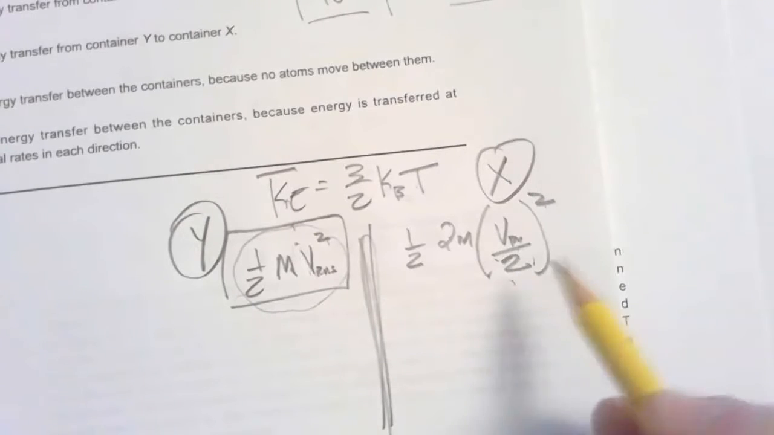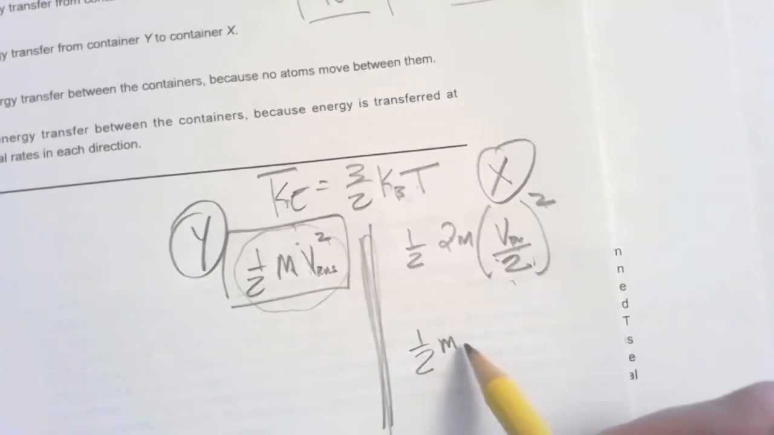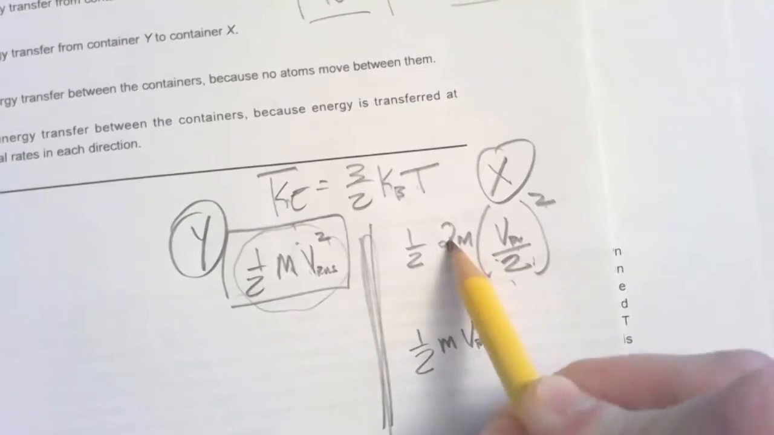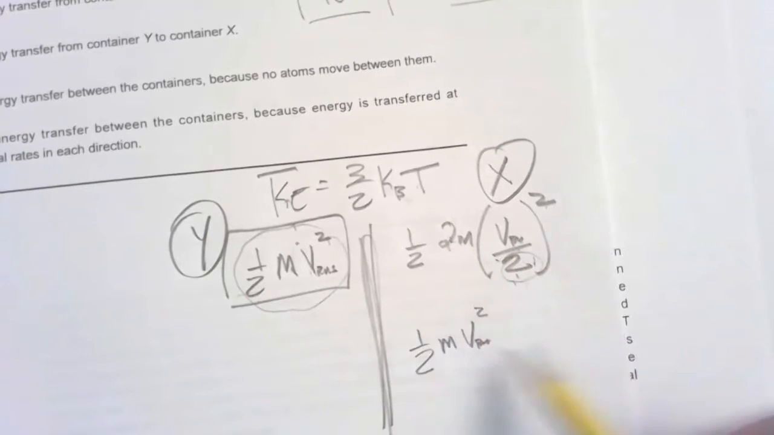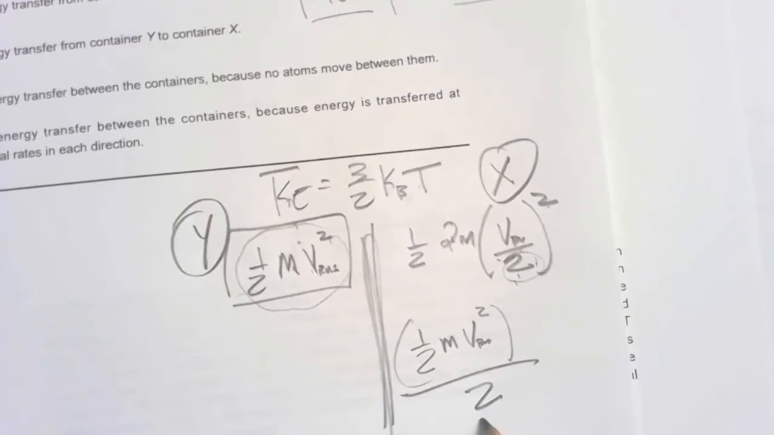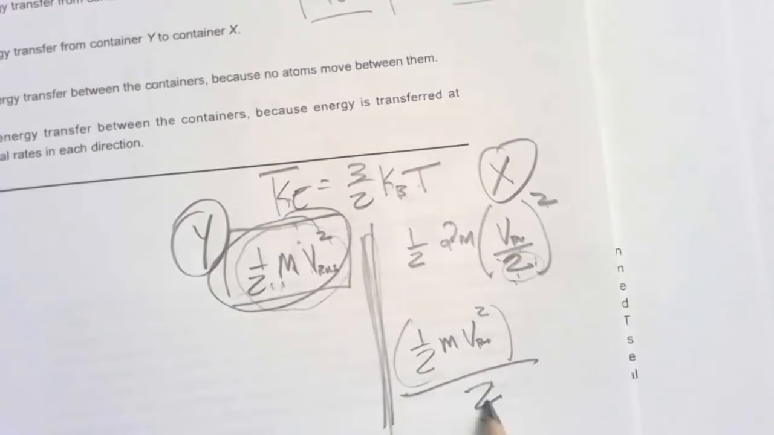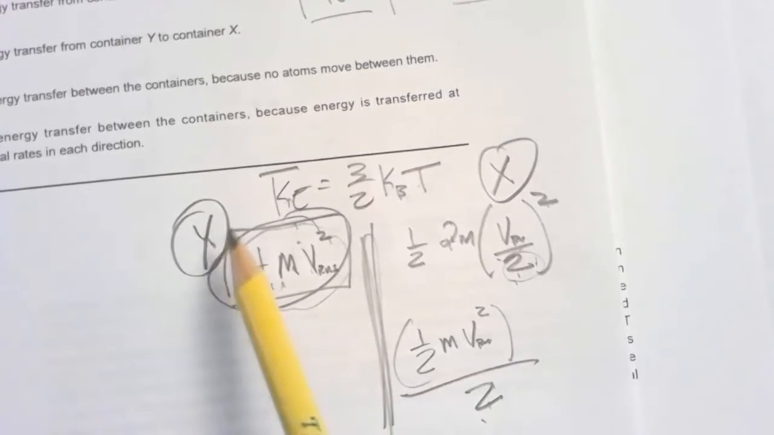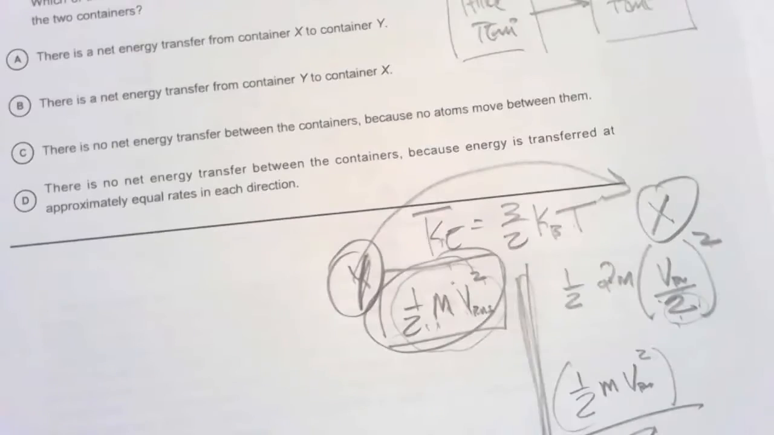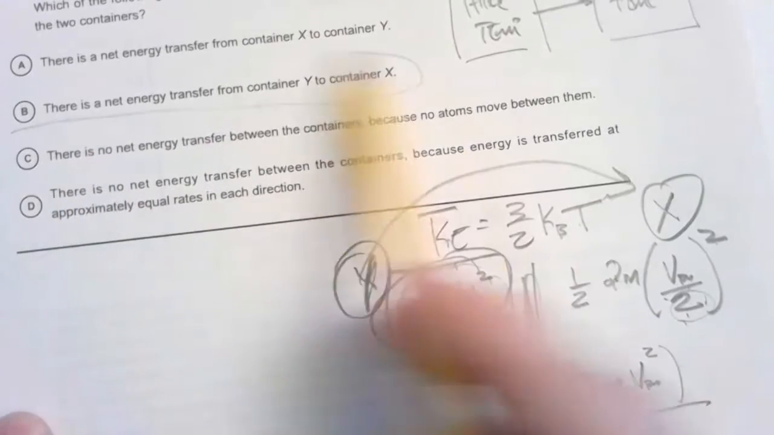Now this 2 does cancel out one of those, but I have 1/2 m v RMS squared, and this 2 cancels out one of the 2. This becomes a 4, but then I end up with a 2 underneath there. So this one has the higher temperature than this. So Y has the higher temperature, so energy will flow from Y to X, if I'm getting this right. Hopefully I didn't switch up X and Y. There is a net energy transfer from Y to X. I would go with B.